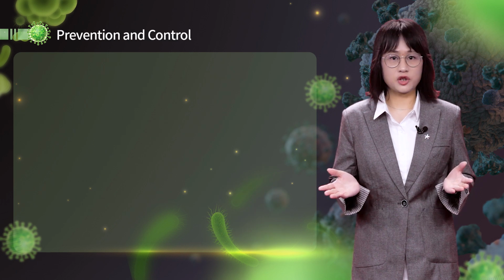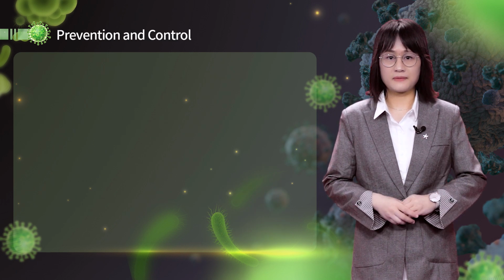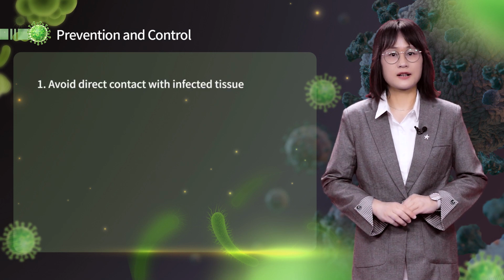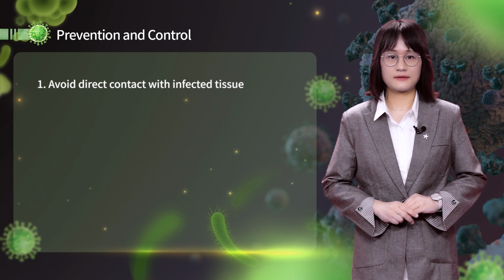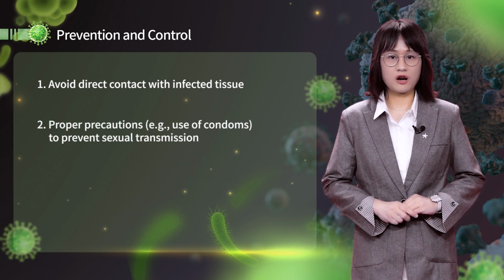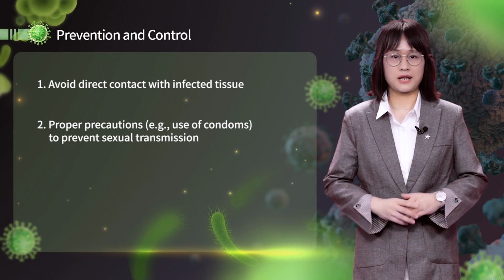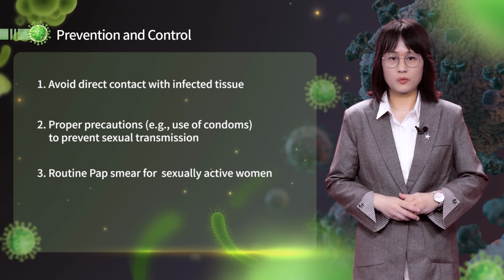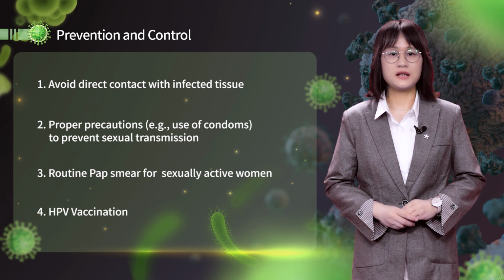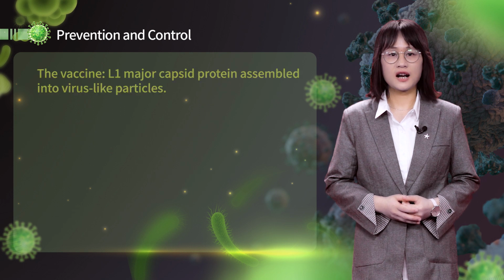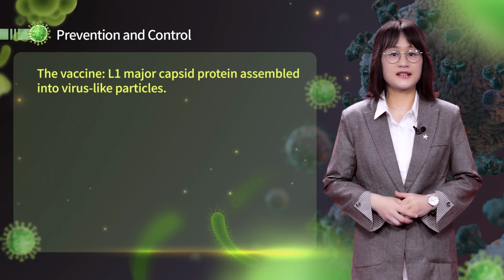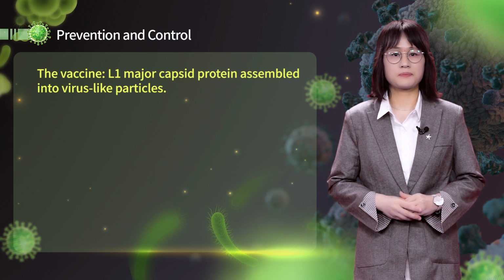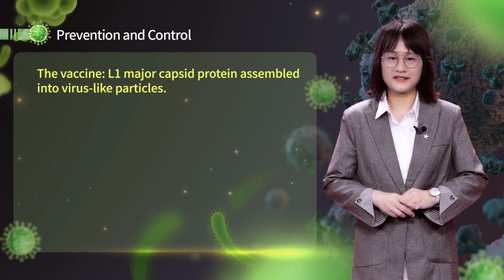How to prevent HPV infection? There are some effective measures including 1. Avoid direct contact with infected tissues. 2. Adequate precautions to prevent sexual transmission. 3. Routine Pap smear for sexually active women. 4. HPV vaccination. Currently, the vaccines containing the L1 major capsid protein assembled into virus-like particles are used for immunization.